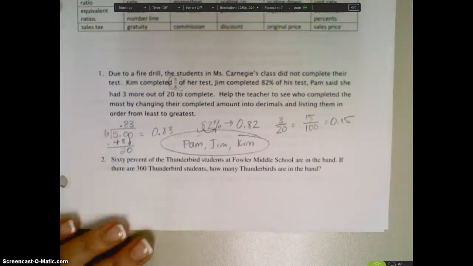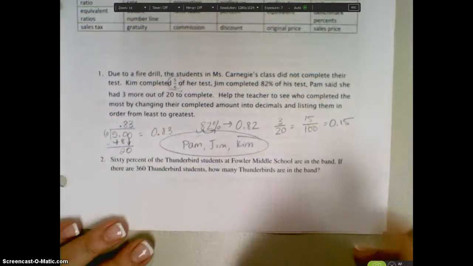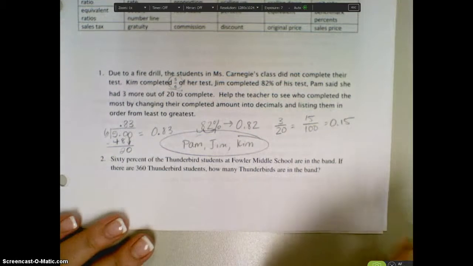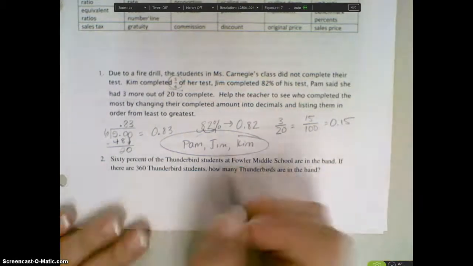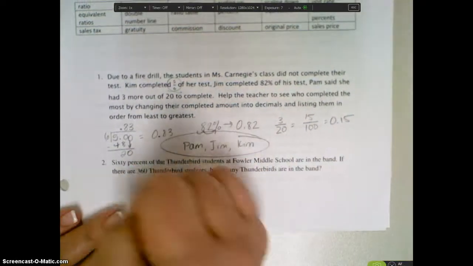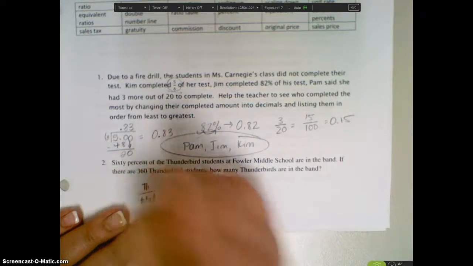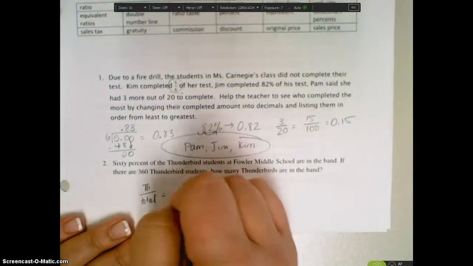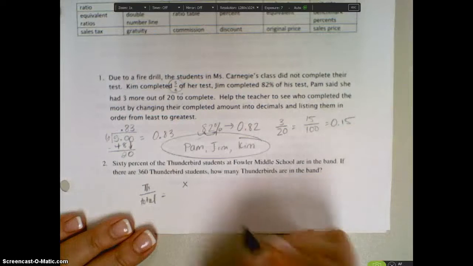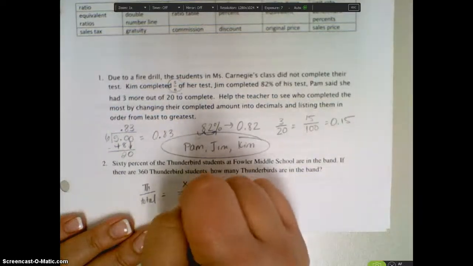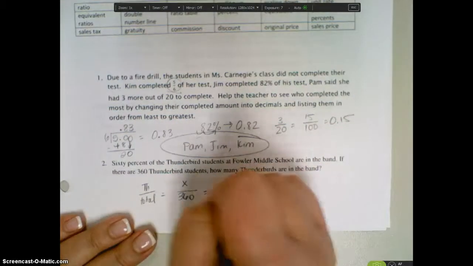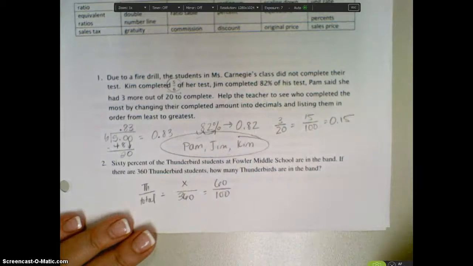Number 2, 60% of the Thunderbird students at Fowler Middle School are in the band. If there are 360 Thunderbird students, how many Thunderbird are in the band? So I need to have my Thunderbird over my total. That will be your word ratio. I don't know how many Thunderbird students are in the band, but I know that there's 360 total, and I know that 60% of them are in the band. That would be my proportion.